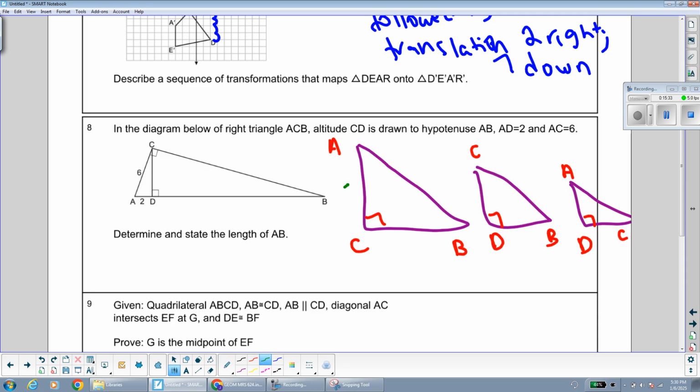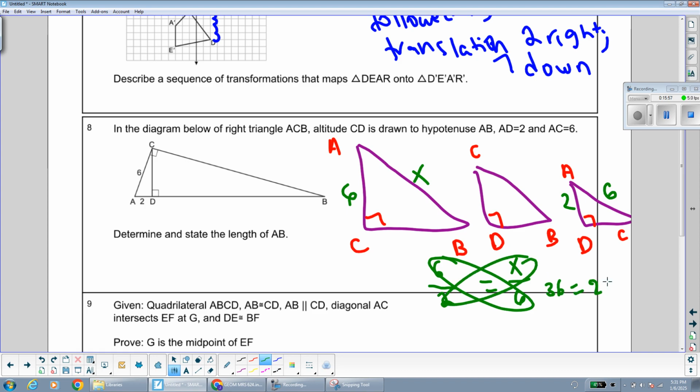AC is 6. That's in 2 triangles. AD is 2. That's in just 1 triangle. And we are looking for AB, which is over here. So now I can make my proportion. 6 corresponds to 2. x corresponds to 6. So we have 36 is equal to 2x. So we have x is equal to 18. And x does represent the length of AB, so the length of AB is simply just 18.